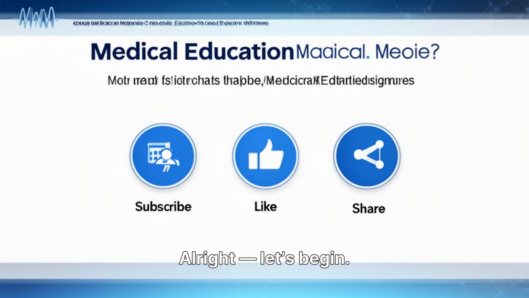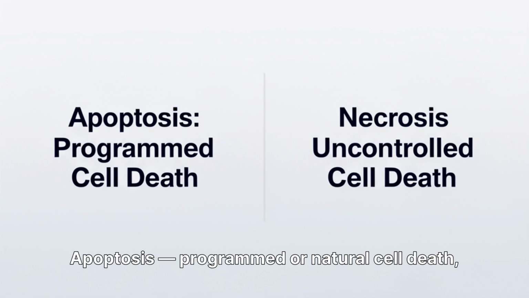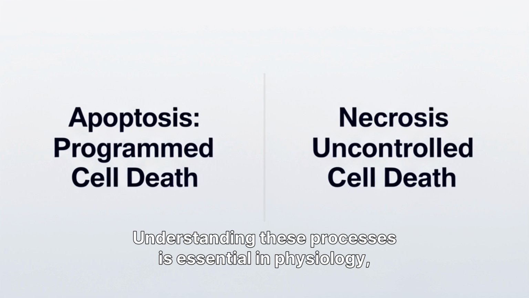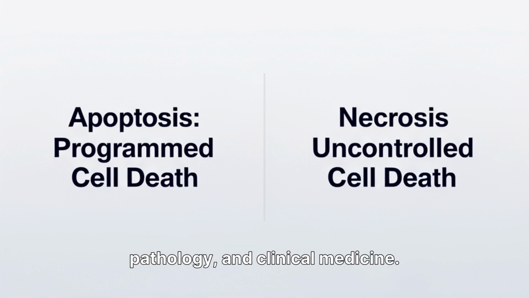Alright, let's begin. What is cell death? Cell death occurs through two main processes: apoptosis, programmed or natural cell death, and necrosis, uncontrolled or accidental cell death. Understanding these processes is essential in physiology, pathology, and clinical medicine.